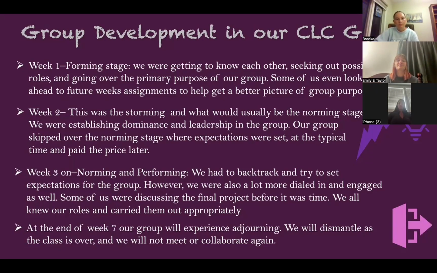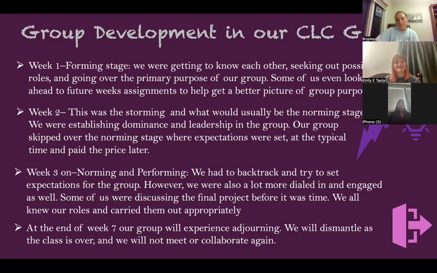In week two was when the storming stage was most prominent, and usually week two would be norming. I felt like our group kind of skipped the norming stage a little bit. We didn't exactly set expectations right away, and that came on to have some difficulties later.